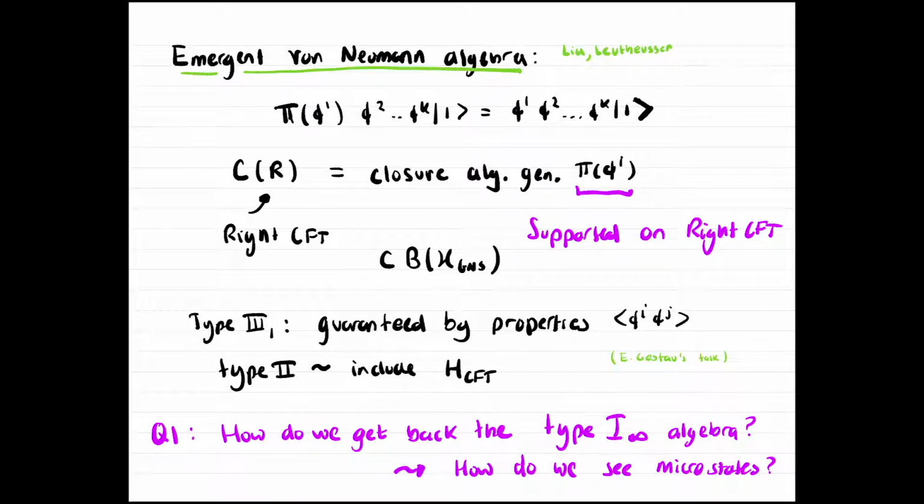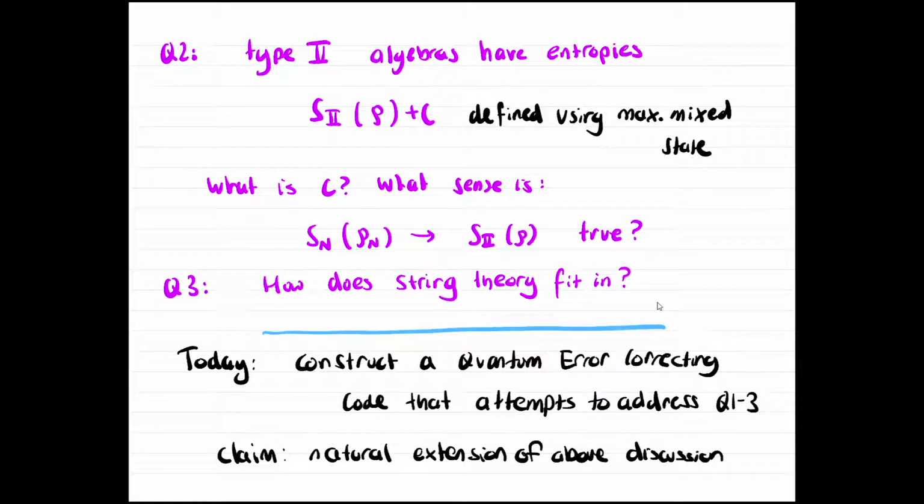Another way of stating that question is, how do we see the microstates? The type 2 algebras that you get, sometimes it's type 2, sometimes it's type 3, but the type 2 are nice because they have entropies that you can define with them. Basically, you define it using the existence of this maximally mixed state. And so you have an entropy for your states, at least up to some overall constant C. So what is this C?